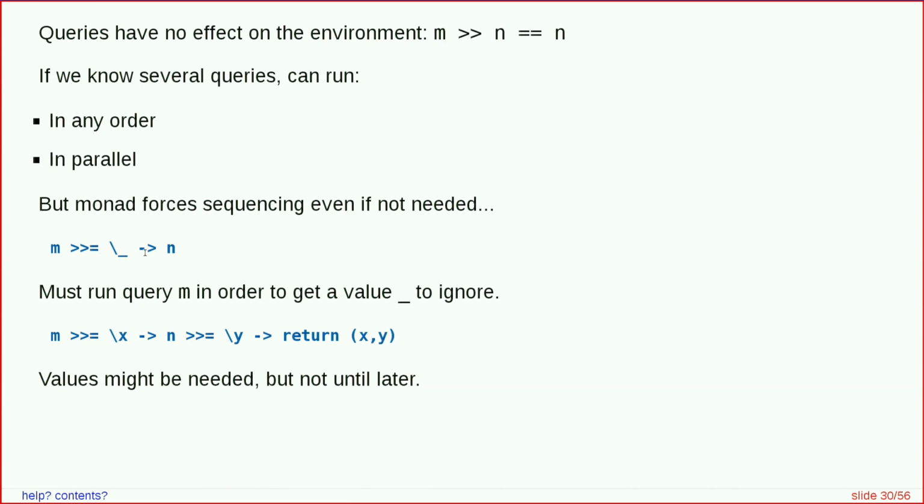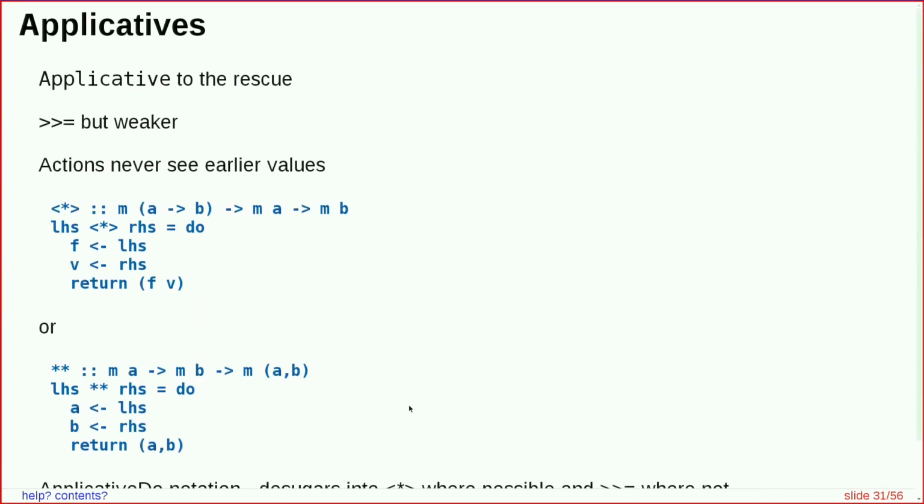Or maybe I want both the answers, but I'm going to stick them together at the end. So I can ask, what is your name? I need to wait for the value. Then I can ask, what is your quest? And get the answer. And then I'm going to put them together in this tuple at the end. I didn't need to know this x here. I'd never used it in this expression. So I could have somehow run these two queries at the same time. Okay. Monad doesn't let you do that. So what we need is applicative.